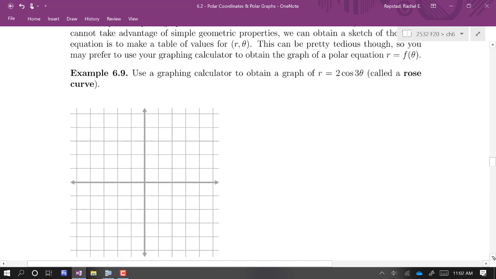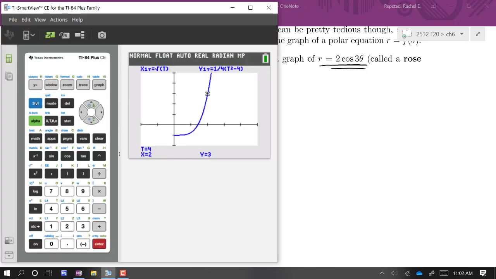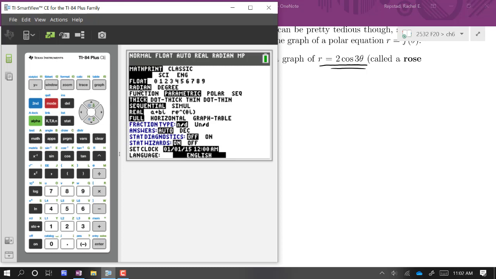I'm going to go through one example of doing that. We're going to sketch a graph of 2 cosine 3 theta. This is called a rose curve, and once we see what the curve looks like, I think it'll make sense why we call it that. What we need to do first is put our calculator in polar mode. So I'm going to hit the mode button. In the last section, we put it in parametric mode. We're going to put our calculator in polar mode now.